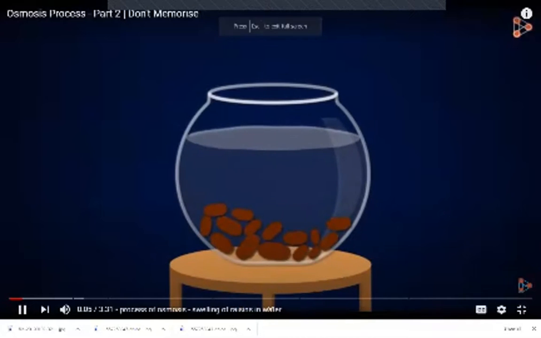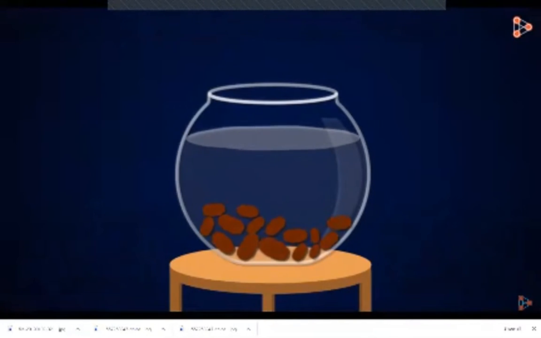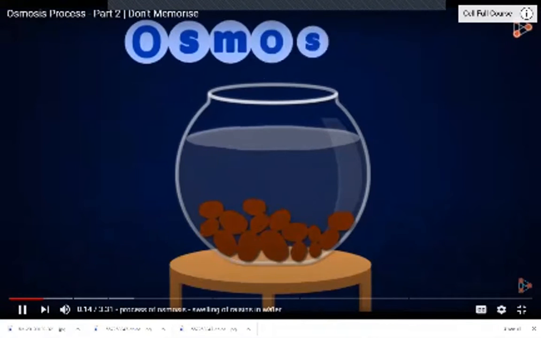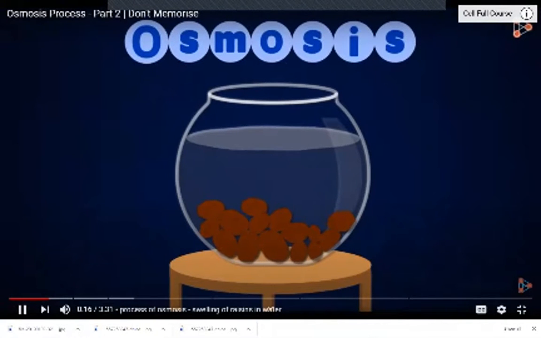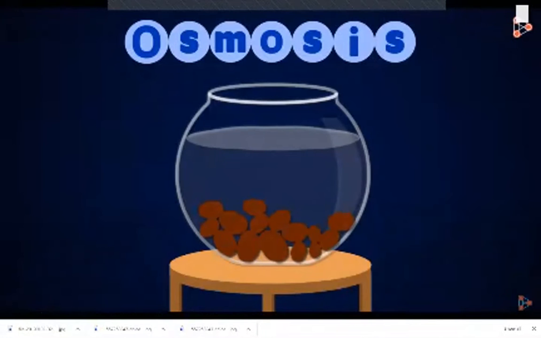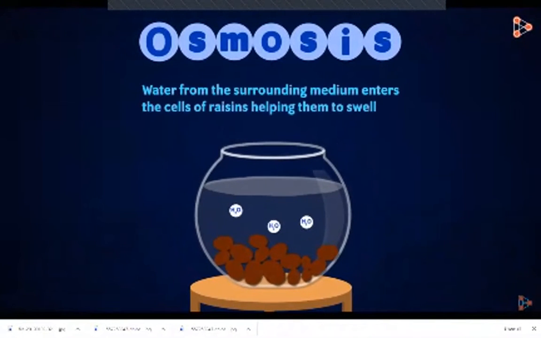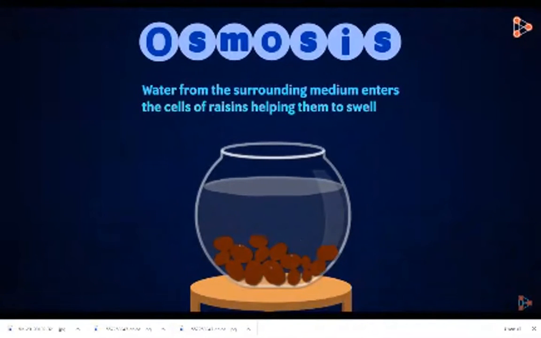We all have seen raisins swelling up when kept in water for some time. Any idea how this magic works? Well, it's simply the process of osmosis which results in the swelling of these raisins. You heard me right. It's the osmosis process due to which the water from the surrounding medium enters the cells of the raisins, helping them to swell. Can we define osmosis once?